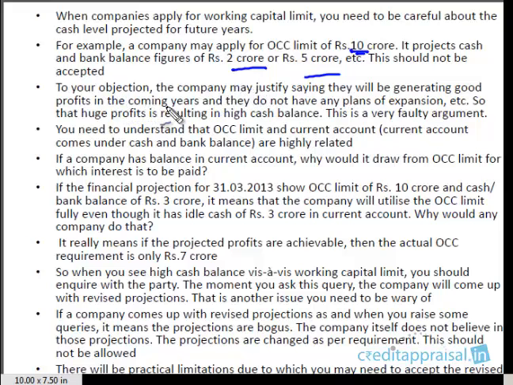To your query, the company will definitely justify saying we are generating good profits, so we don't have any plans of expansion, so we are just keeping a high cash balance. That is a very faulty argument, right? That is not a correct argument. Because the point is, if the company is really going to have that much idle cash in the current account, it is not going to have a high OCC outstanding and pay interest on that, right? That is the point.